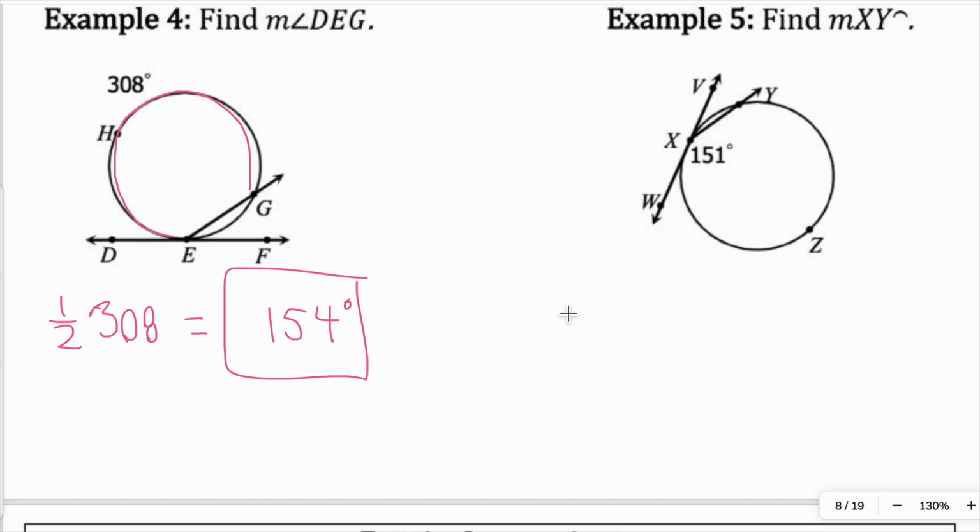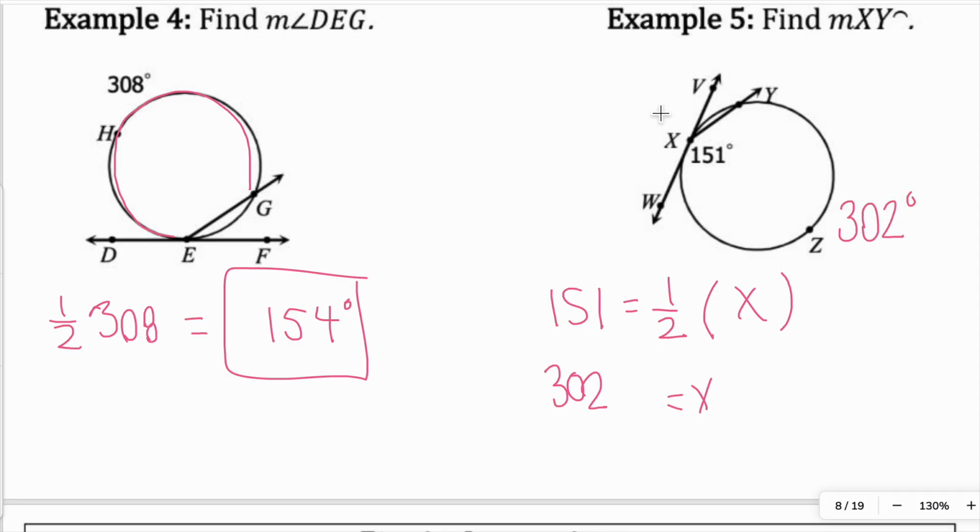For example 5, I'm given my angle, so 151 is equal to half of something, and that's just multiplying 151 by 2. I'm going to get 302 for this larger arc. But I want to know XY, which is this smaller arc here. So I'm going to take 360 minus 302, and I'm going to get 58 degrees for XY. Hopefully we did okay there.